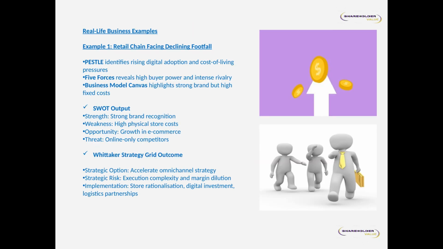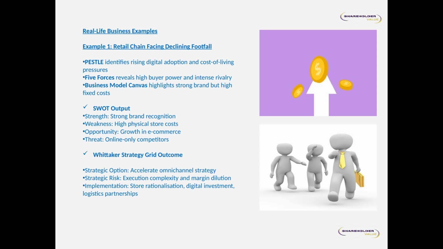In this example of a retail chain dealing with declining footfall, the Pestle analysis points to rising digital adoption and cost of living pressures as major external factors that influence the business environment. Porter's 5 forces highlights a competitive landscape where buyers have strong power and rivalry among competitors is intense. When we look at the business model canvas, the company has a strong brand, which is a clear strength, but it also carries high fixed costs due to its physical stores.